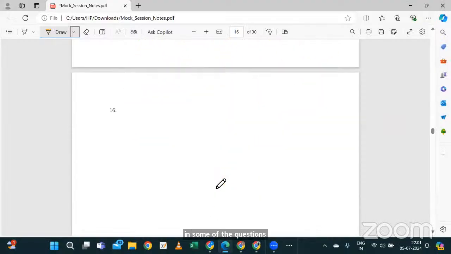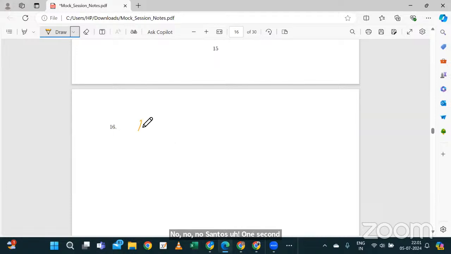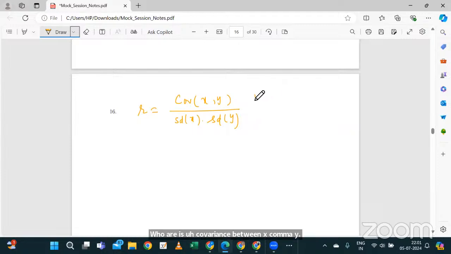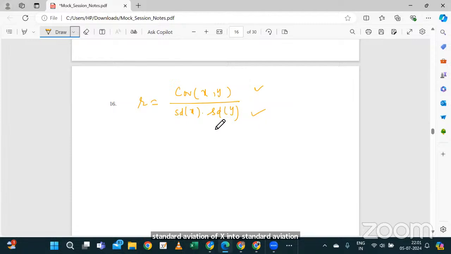Santosh, one second. Praveen sir, correlation is covariance between X comma Y divided by standard deviation of X into standard deviation of Y. If you are using the population covariance formula, then you have to use population standard deviation in the denominator.